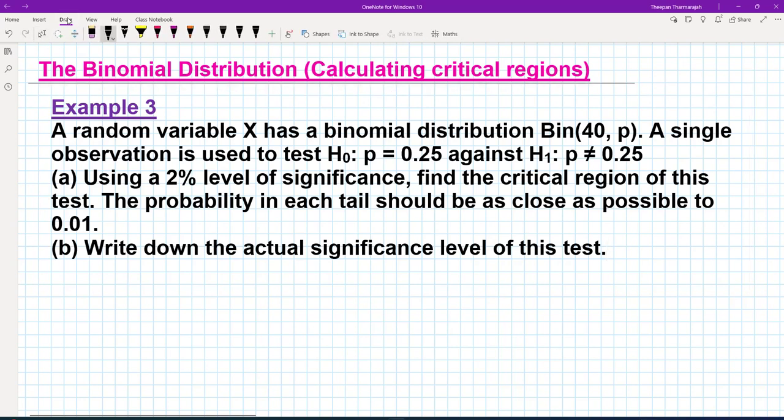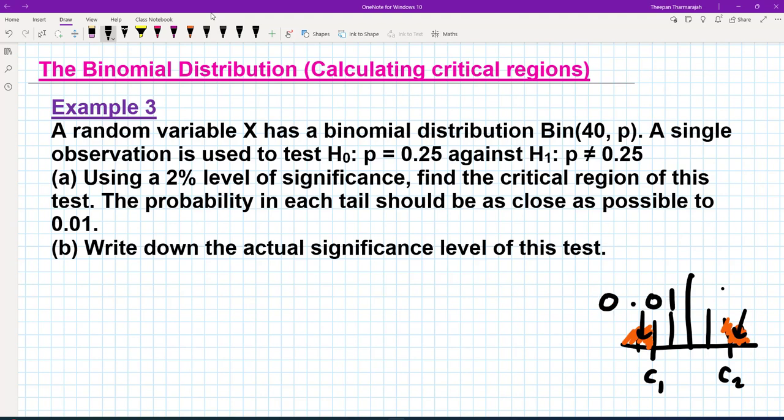So what we do here is start off by drawing a small diagram and go back to what we said earlier. We want the following scenario. We take either side of the distribution, and at this point we call this critical value C1 and we call this critical value C2. Both of these orange regions must add up to the level of significance, which is 0.02. So we split that on both sides, so we get 0.01. That's why in a two-tailed test we halve the level of significance.